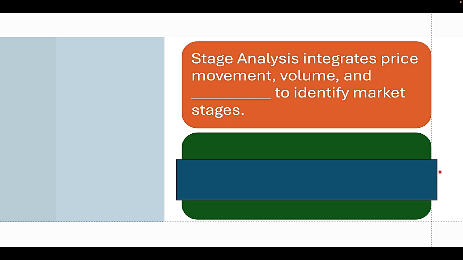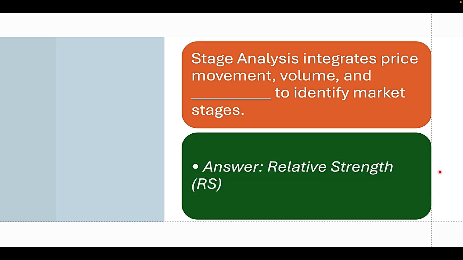Stage analysis integrates price movement, volume, and something else to identify the market stages. What is the third indicator? It is relative strength. Price movement is your moving average, that is the trend. Volume we use to check whether the breakouts are happening on high volume or not. And the third important thing is relative strength, whether the stock is outperforming the general market.